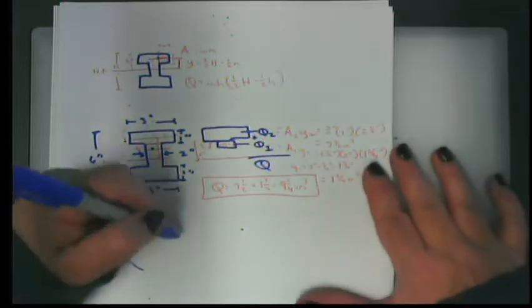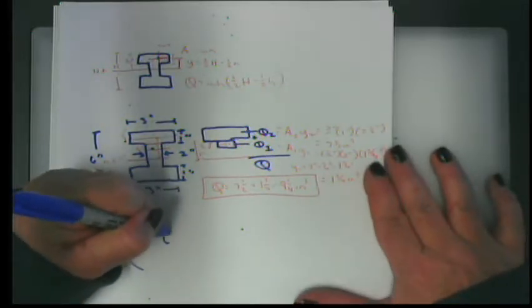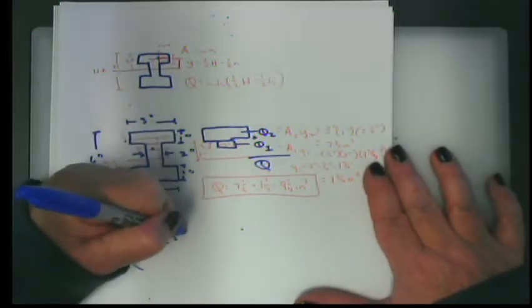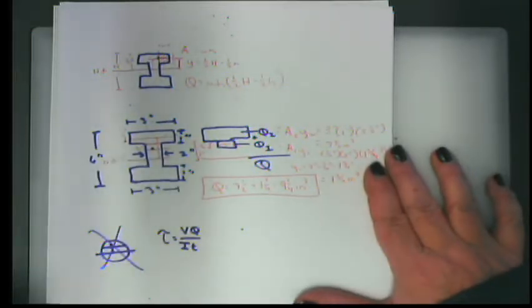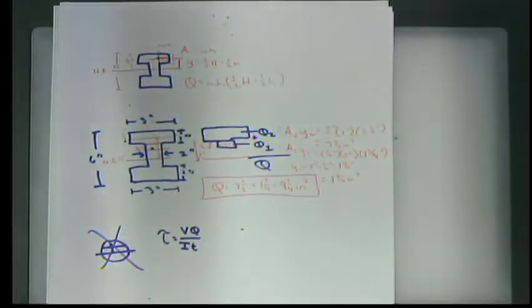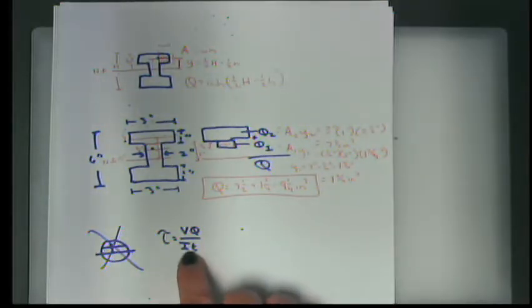What I would like to do is give you a little homework assignment today to get practice on. We know that tau is equal to VQ over IT, and I'm going to ask you to find a couple of the components of these. You're welcome to go ahead and find tau if you want, but basically I want you to determine what would be V, what would be Q, what would be I, and what would be T on a couple of different shapes.